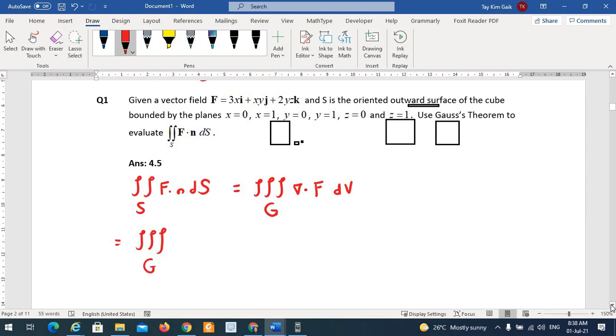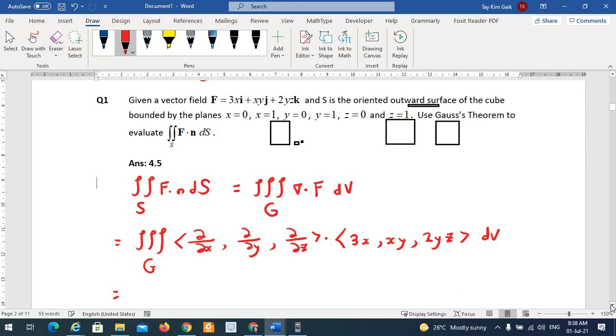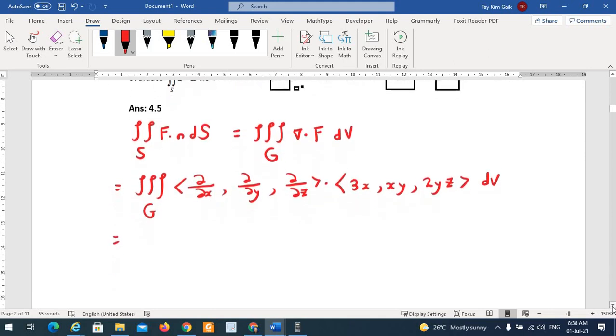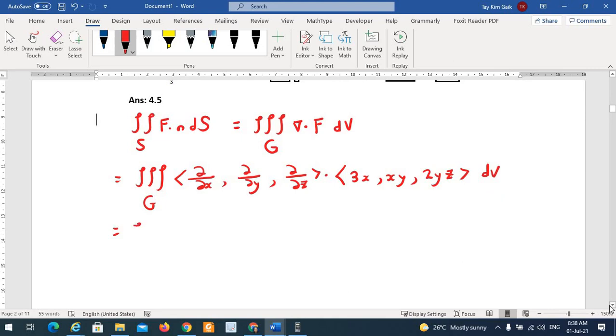Divergence of F, where del is a differential operator. If F is 3 dimensional, then the del operator will be 3 dimensional, which is del x i, del y j, del z k, dotted with F, which is 3x i, xy j, 2yz k. So you do the dot product first. Doing the dot product here is called the divergence of F.